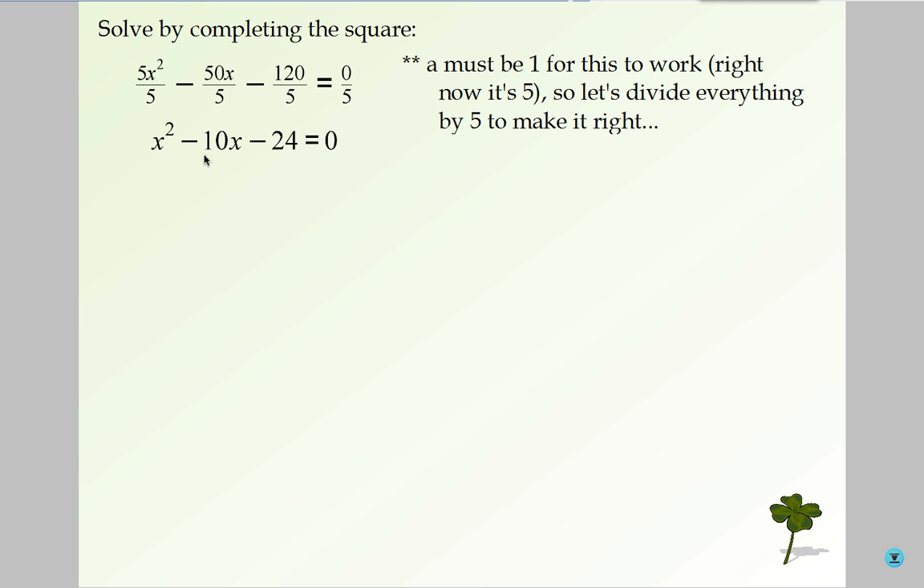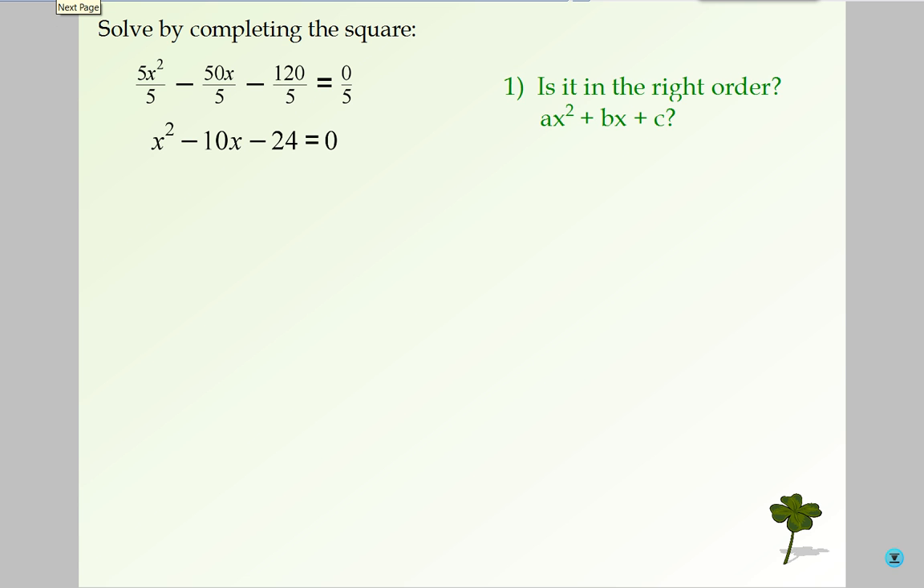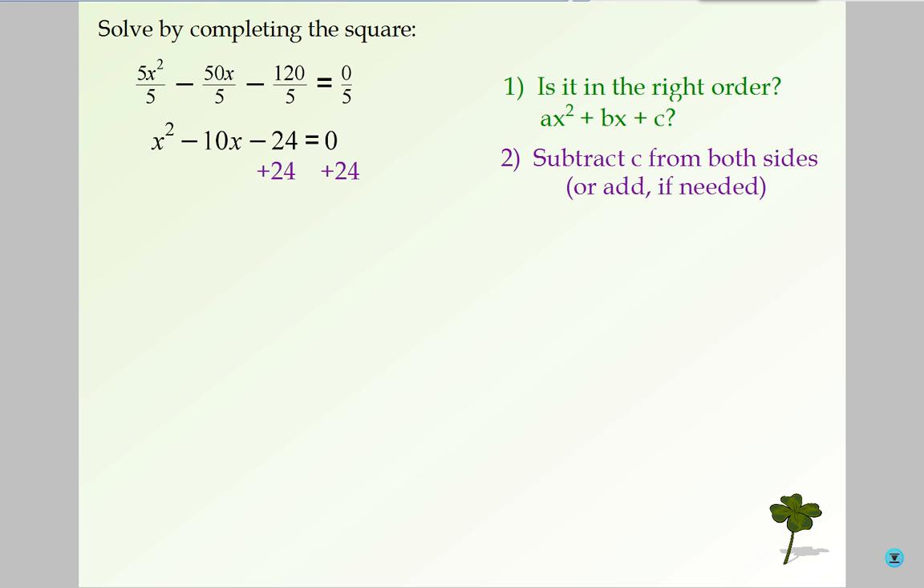5 divided by 5 gives me 1x squared. Negative 50 divided by 5 gives me a negative 10x. And negative 120 divided by 5 leaves me with a negative 24. And fortunately, 0 divided by 5 is still 0. So now I have a quadratic equation that I can solve by completing the square. So now I have it in the right order. I'm going to subtract c from both sides, or in this case add. To get rid of a negative 24, I need to add 24.